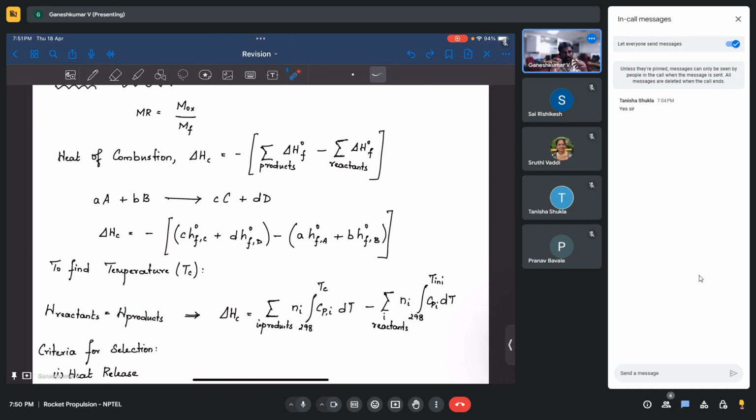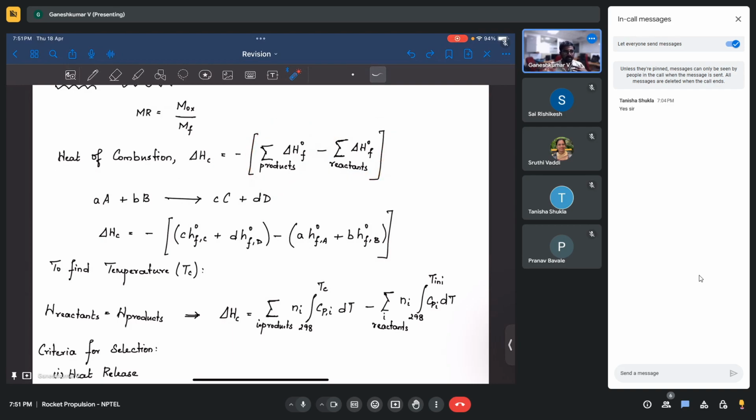Which means the energy is coming from the chemical bonds, that is, from the formation enthalpy. And that's why we defined a term called heat of combustion, which is nothing but the formation enthalpy of products minus the formation enthalpy of reactants, where reactants is the propellant. So the formation enthalpy of reactants should be higher than the formation enthalpy of products.